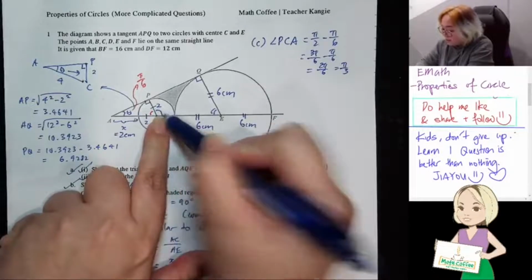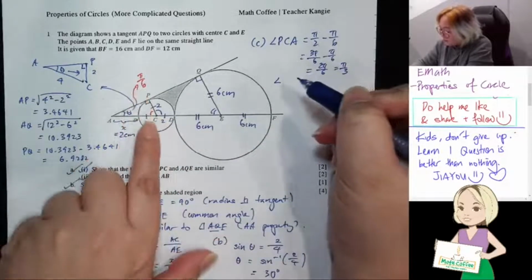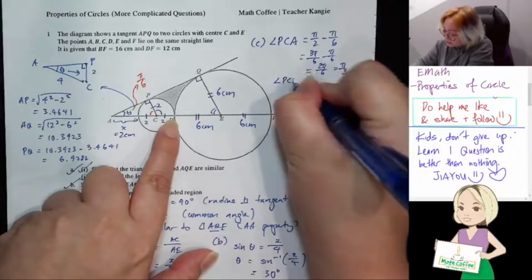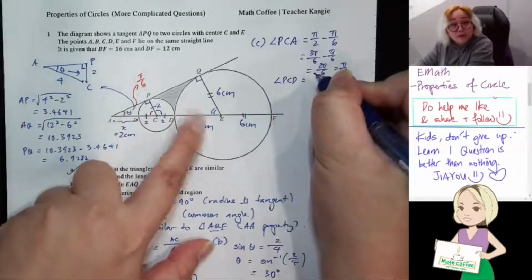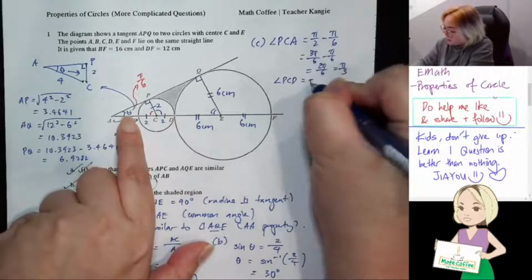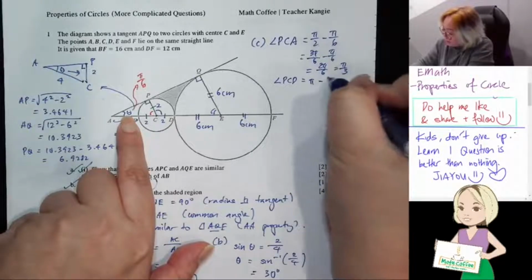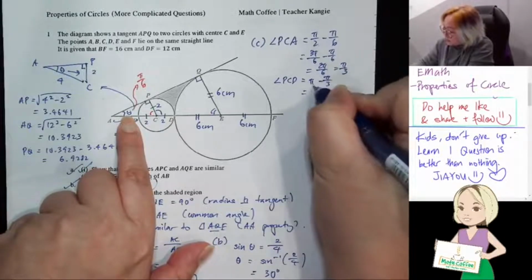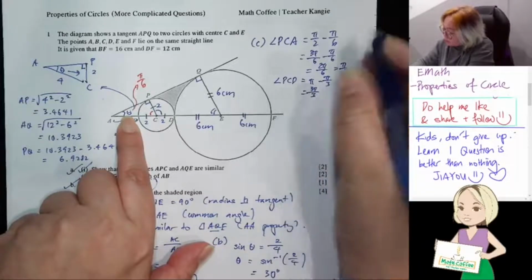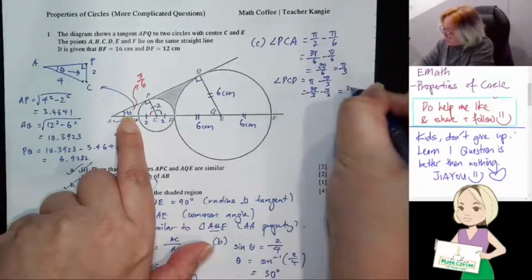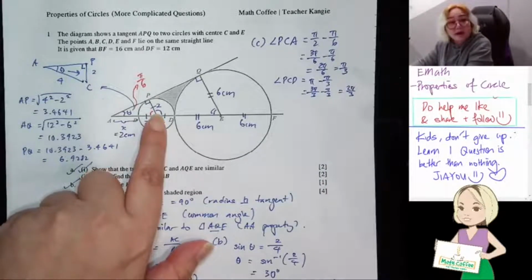Now I want this angle over here. So angle PCD, PCD will be straight line, right? So it's pi minus pi over 3. Times 3, so it's 3 pi over 3 minus pi over 3, that gives us 2 pi over 3. So now I have the angle over here, this one.